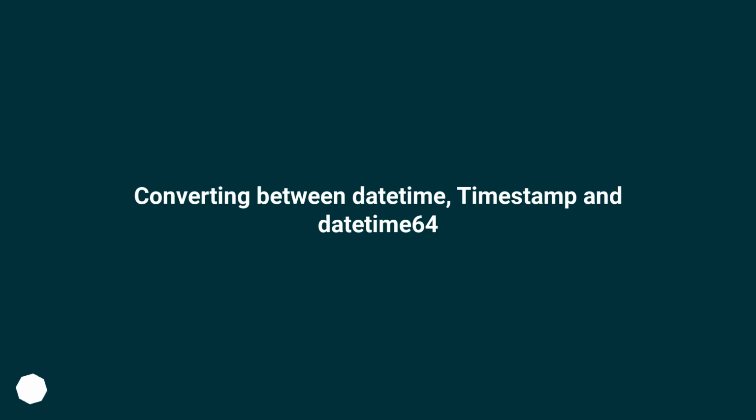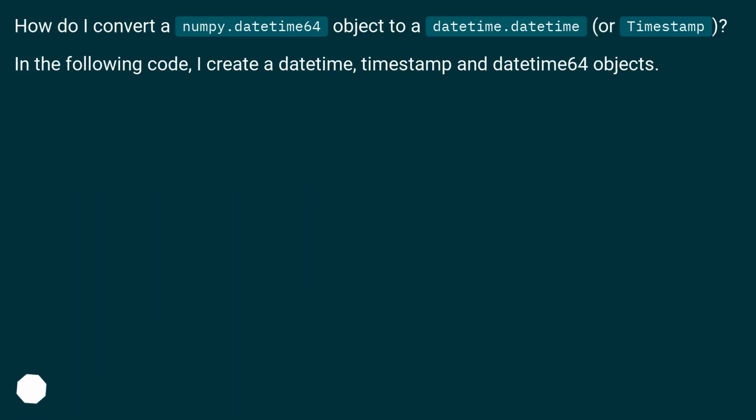Converting between datetime, timestamp and datetime64. How do I convert a numpy.datetime64 object to a datetime.datetime or timestamp? In the following code, I create a datetime, timestamp and datetime64 objects.